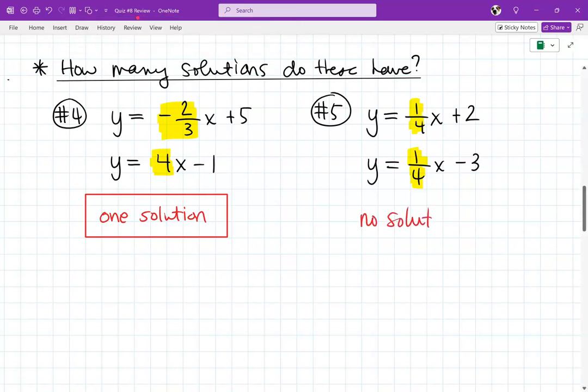Again, this is not hard. It's just, do you remember the definitions? Because if you know the definitions, these are easy to do. I can look at the slopes and say, oh, slopes are different, not parallel, one solution. Or slopes are the same. Well, are they the same lines? No, they're not. That means they're parallel lines. If the b values are the same, that means they're exactly the same lines, so they intersect at every point, infinitely many solutions.